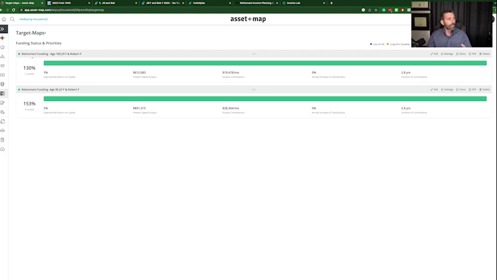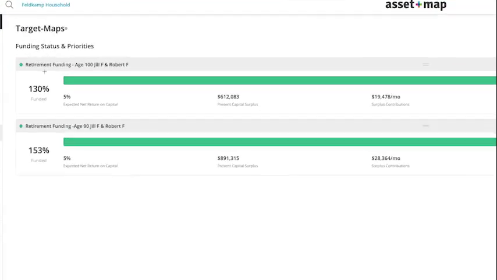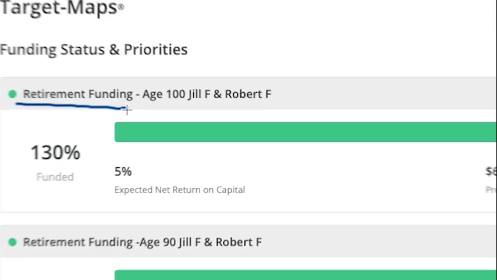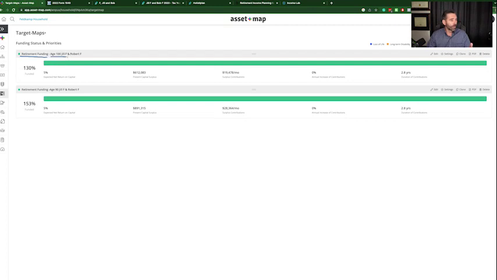So when I look at Bob and Jill here, I ran the first target map for retirement funding. Okay, so you see here it says retirement funding. And I ran it to age 100. The likelihood of one of them living to 100 is about a 50-50 shot. It's not that likely, but it's going to become more and more likely over time. And honestly, if Jill or Bob are really healthy, it could definitely be happening. So you want to look this far out and make sure that you're on track overall.